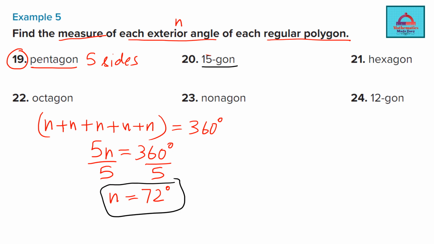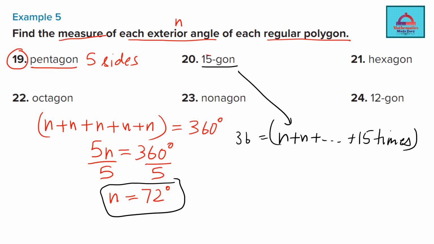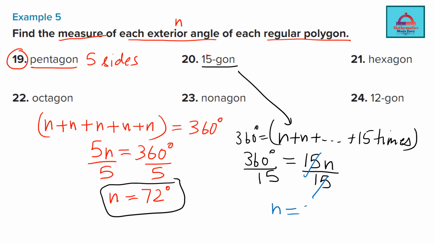Here, what is the polygon? The polygon is having 15 sides, so you will do n plus n how many times? 15 times, and this sum will be equal to 360 degrees. So 360 degrees is equal to 15n. Divide by 15. Very simple questions we have in today's session. So this is going to be giving you 360 degrees divided by 15 as 24.